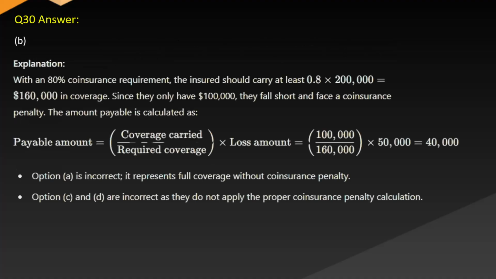Answer B. Explanation. With an 80% coinsurance requirement, the insured should carry at least 0.8 x 200,000 equals $160,000 in coverage. Since they only have $100,000, they fall short and face a coinsurance penalty. The amount payable is calculated as coverage carried over required coverage, times loss amount: 100,000 / 160,000 x 50,000 equals 40,000. Option A is incorrect. It represents full coverage without coinsurance penalty. Options C and D are incorrect, as they do not apply the proper coinsurance penalty calculation.